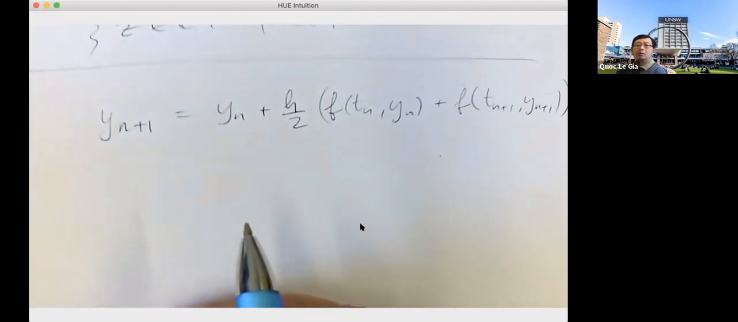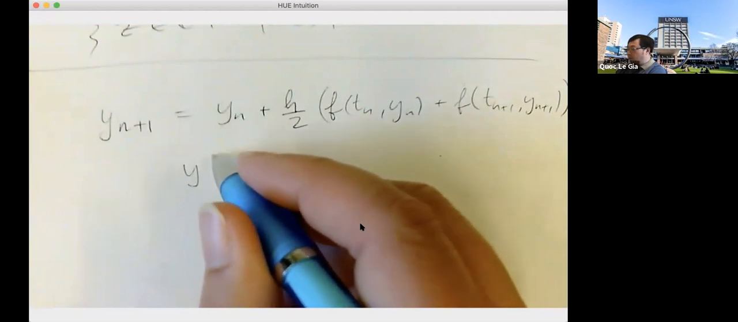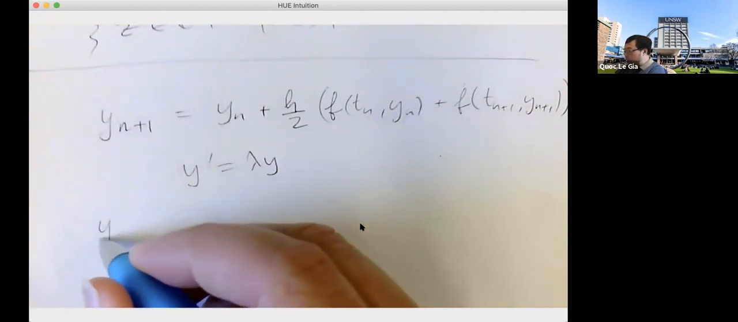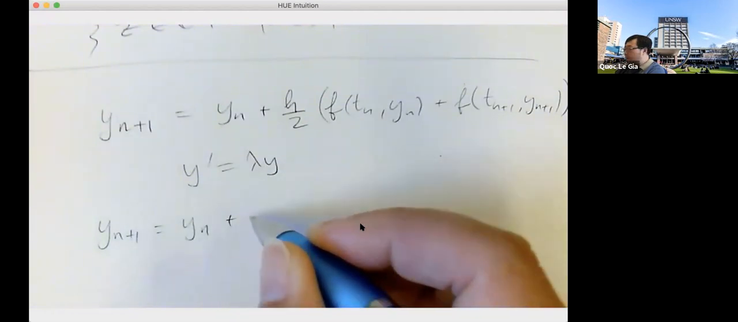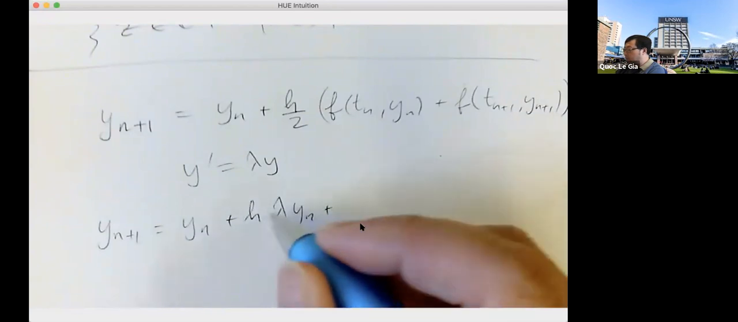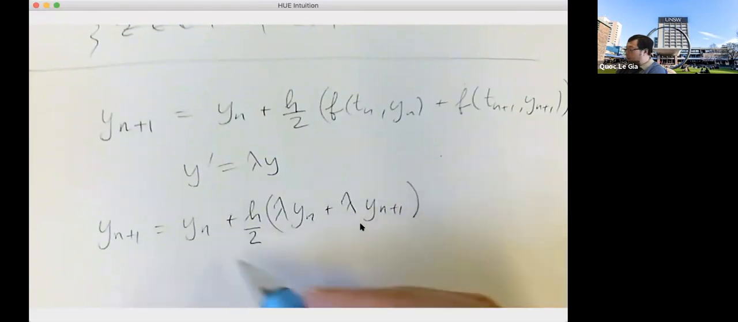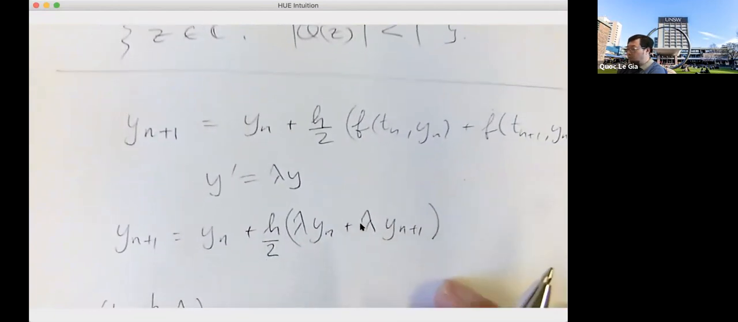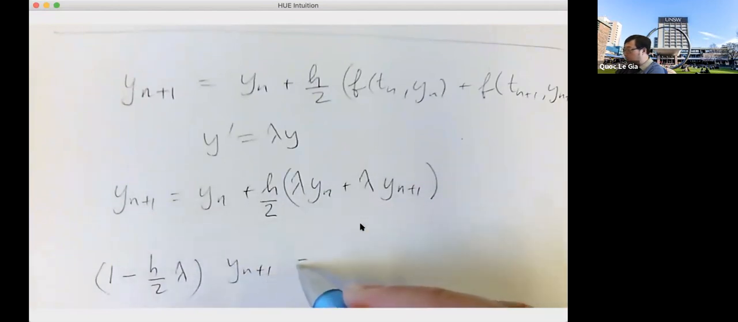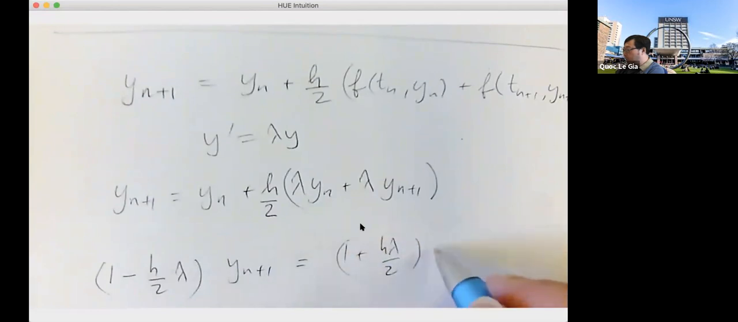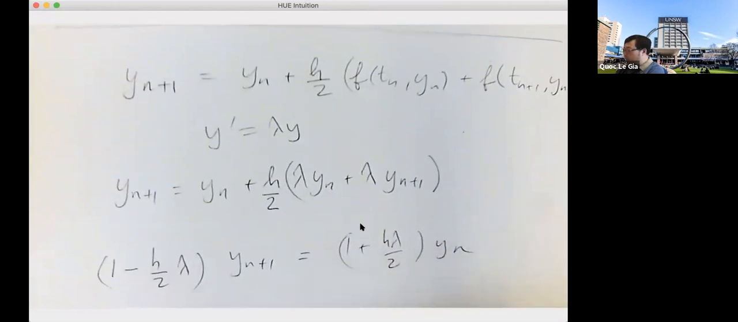Now remember your equation is just y prime equals lambda y. So I can write yn plus 1 is yn plus h over 2 times lambda yn plus lambda yn plus 1. Now I can rearrange it. I move yn plus 1 to the left, so I get (1 minus h lambda over 2) yn plus 1 equals (1 plus h lambda over 2) yn. Then yn plus 1 is (1 plus h lambda over 2) over (1 minus h lambda over 2) times yn.